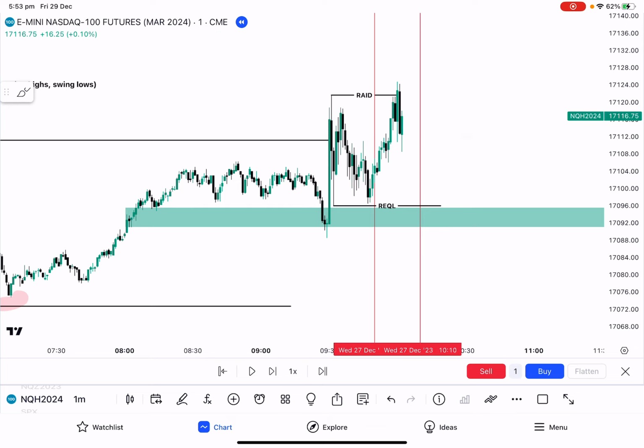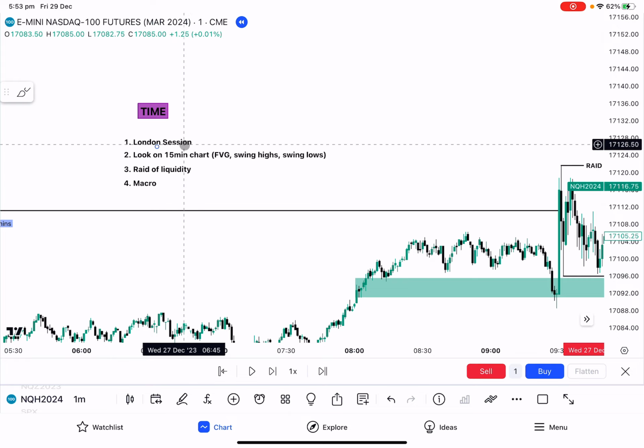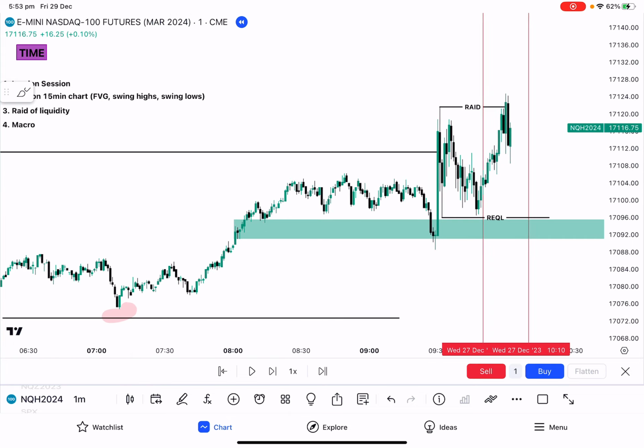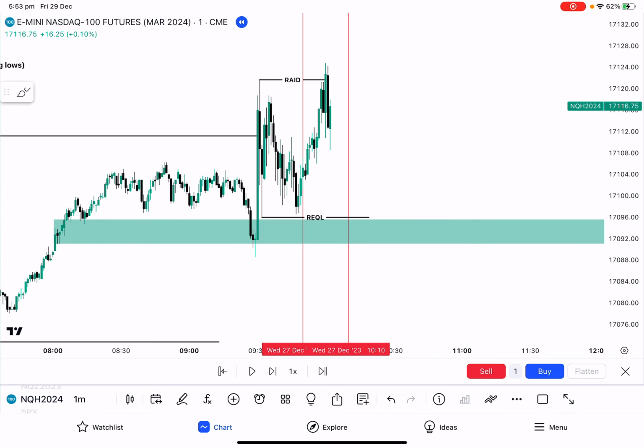You might not win a high percentage of trades, but if you're going for a 1 to 2 risk to reward, you'll still be profitable. And then when you match time with all this other analysis, the probability increases. So time is the real most important thing. And that's the key to any, I guess, ICT based strategy.